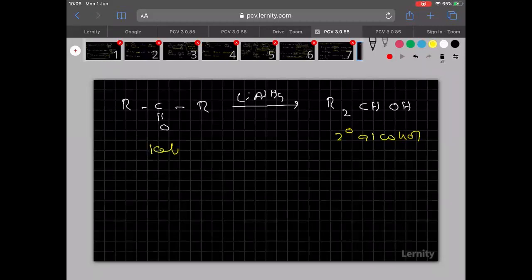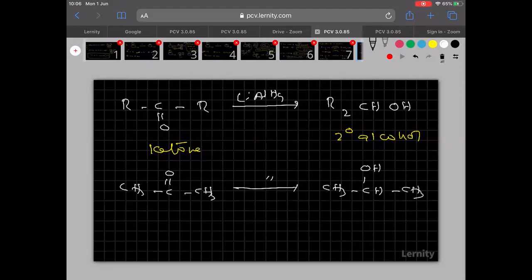Secondary alcohol. So this is the ketone. Clear? Let us take one example also to explain this one. CH3COCH3, when undergoing reduction with lithium aluminum hydride, the product obtained is a secondary alcohol. What is the name of this product? Tell me. 2-propanol. What is the name of the ketone? Propanone.